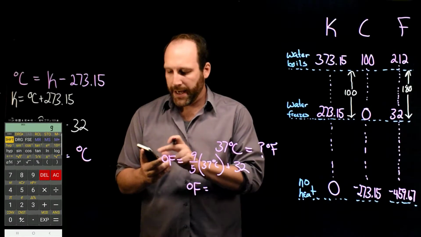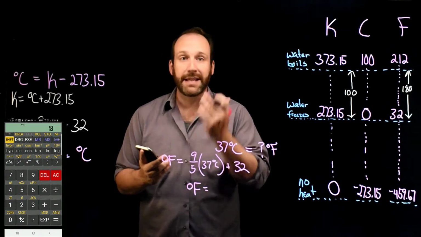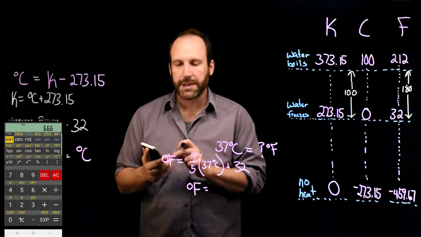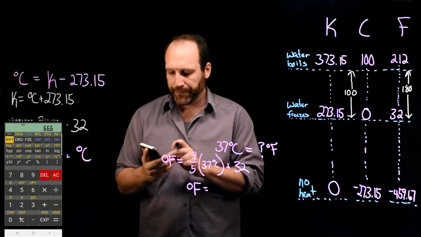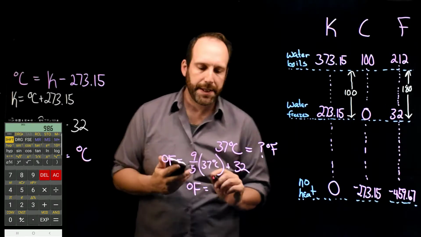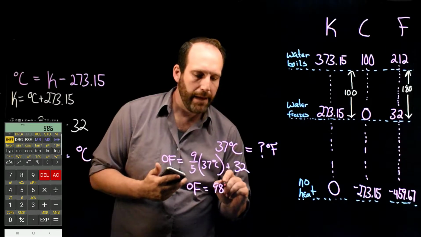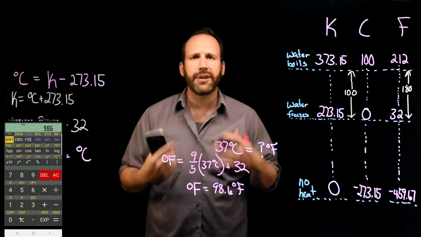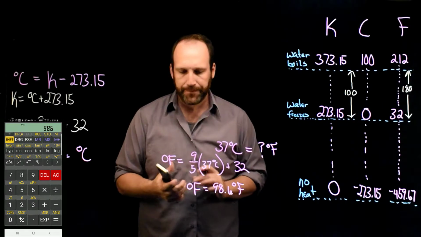And so we'll say 9 divided by 5, right? We said that was 1.8. 1.8 times 37 is equal to 66.6 plus 32. And that equals 98.6. So 98.6 degrees Fahrenheit is what we call average body temperature, right?